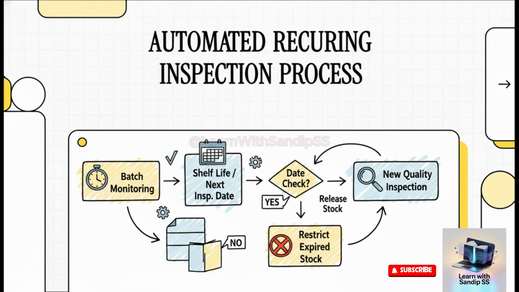So today, we're going to jump into something super useful for anyone who manages batch materials in SAP quality management. We're talking about the recurring inspection. It's a really powerful tool, and we're about to break down exactly how it all works.